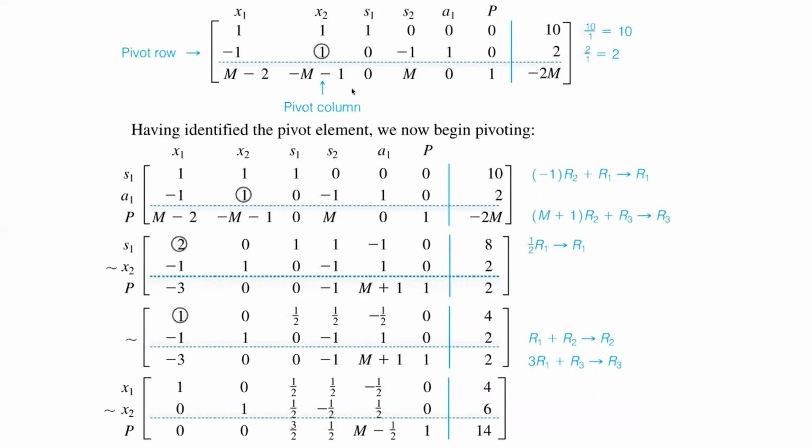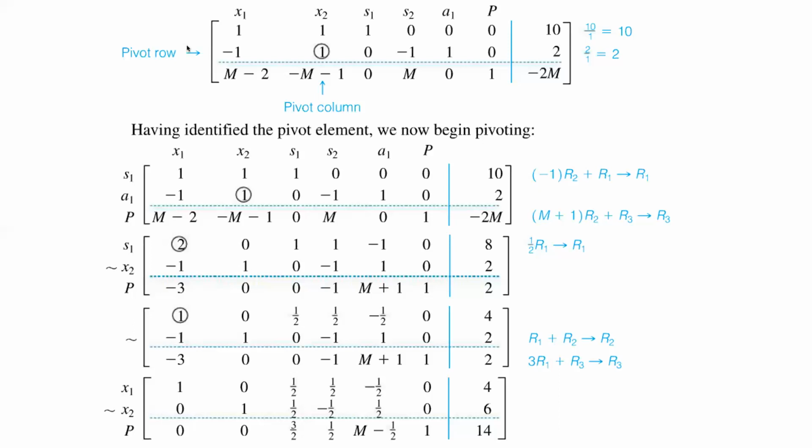So again, keep in mind one other note. If this had been a negative in front of this m, here you'd have -m minus 2, which is actually more negative than -m minus 1. But this is our pivot column. Now we need to do the operations to figure out which row we pivot on.